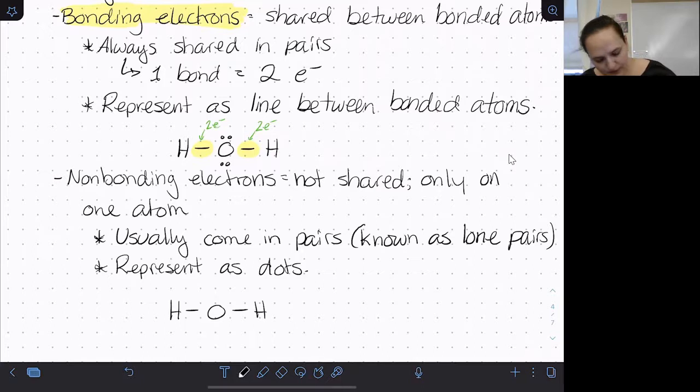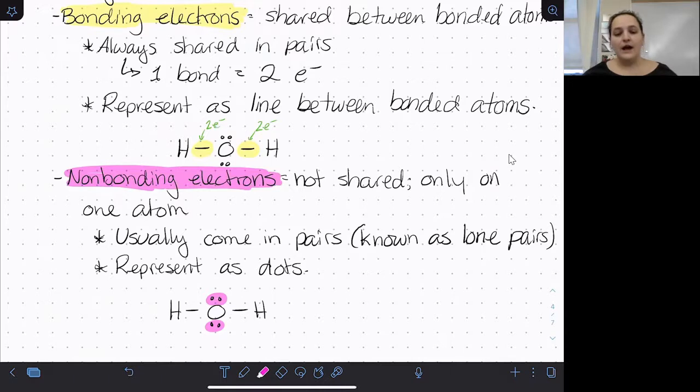So to use water as an example again, there are non-bonding electrons present on the oxygen atom in water. So the hydrogens don't have any. But the oxygen has two lone pairs, or a total of 4 non-bonding electrons that it has complete ownership of, and it's not sharing with any other atoms. So those two lone pairs are completely on oxygen, no sharing going on there. So these are the two types of electrons that are going to be represented in our structures.